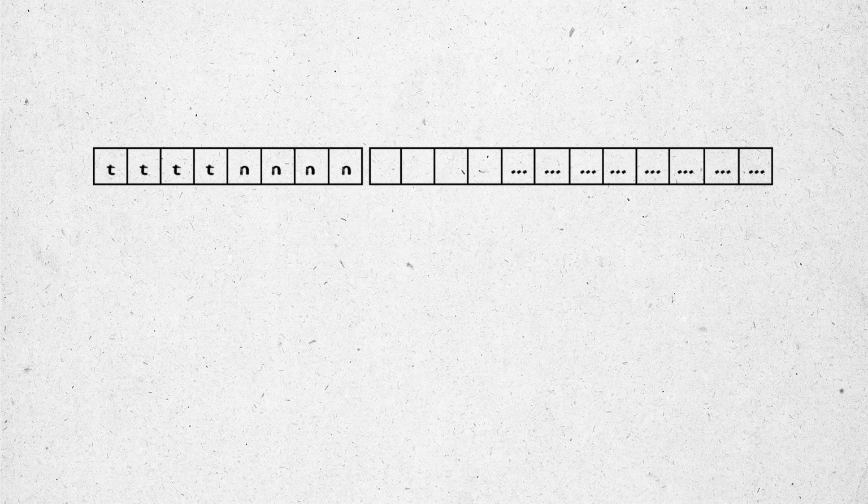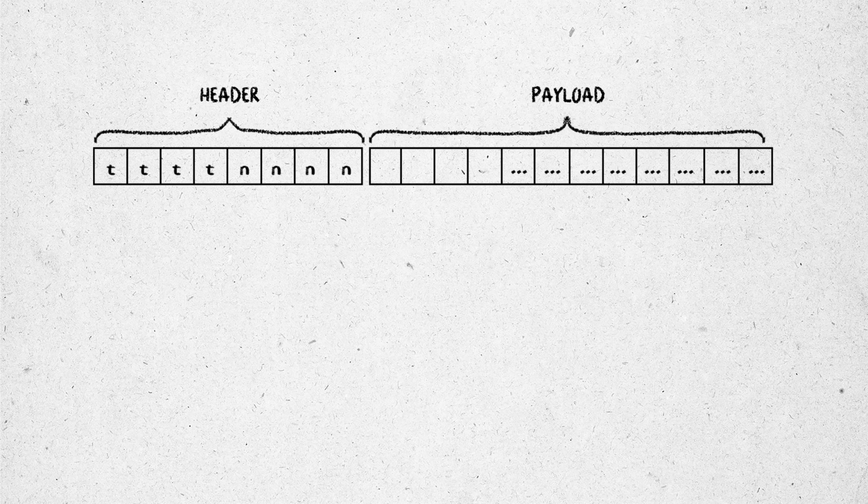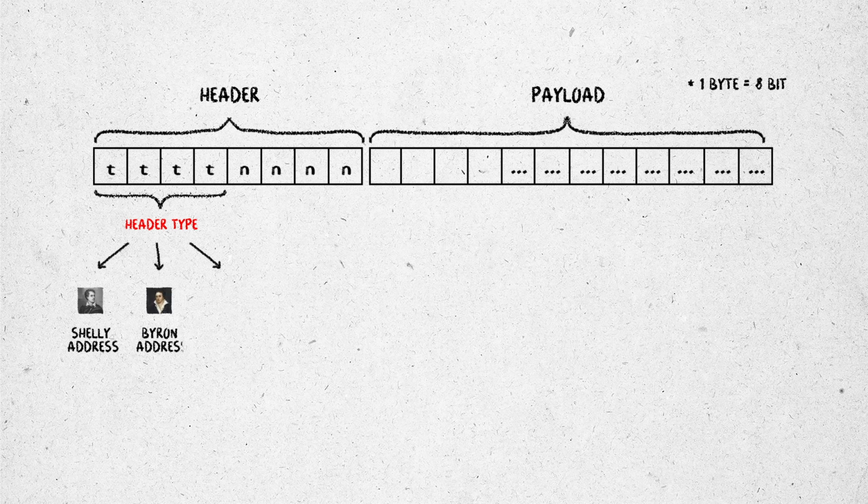Whether it's a Shelley or Byron address, they are both binary strings when analyzed in bytecode form. This binary string is composed of 2 parts. 1. Header. 2. Payload. The header is the first 8 binary bits of an address. The first 4 bits determine the address type, whether it is a Shelley, Byron, or stake address. The next 4 bits determine the network type, whether it is mainnet or testnet.